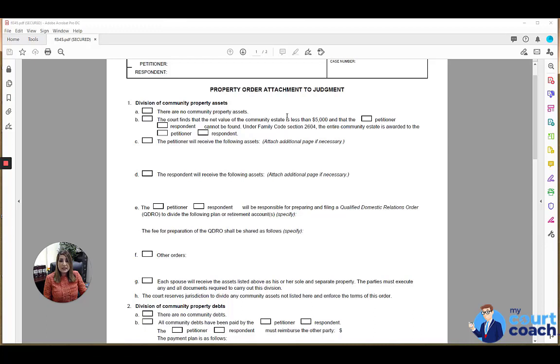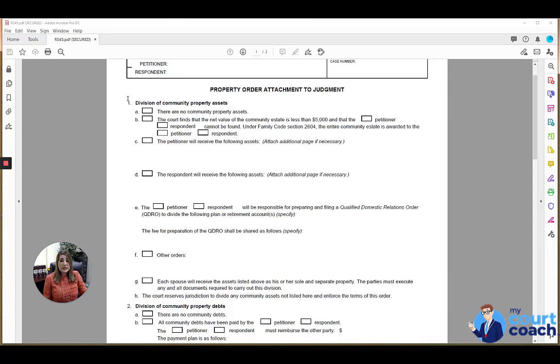You obviously have the right to write out the terms of either what was ordered or what you are agreeing to with respect to division of assets and debts in your judgment. But this form is a form that you can use to just make it a little bit easier as to what sort of information needs to be included and provided as part of the judgment.